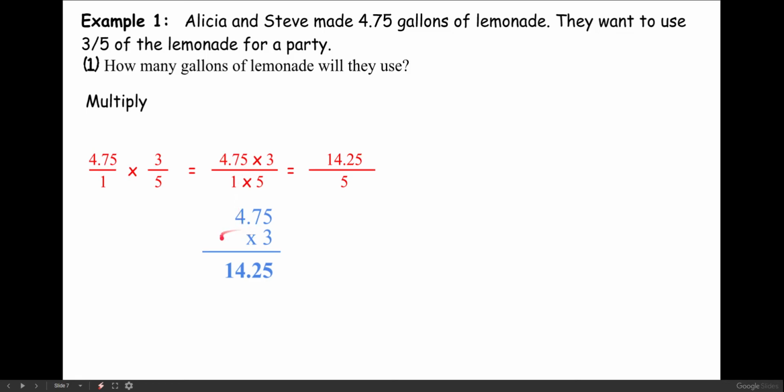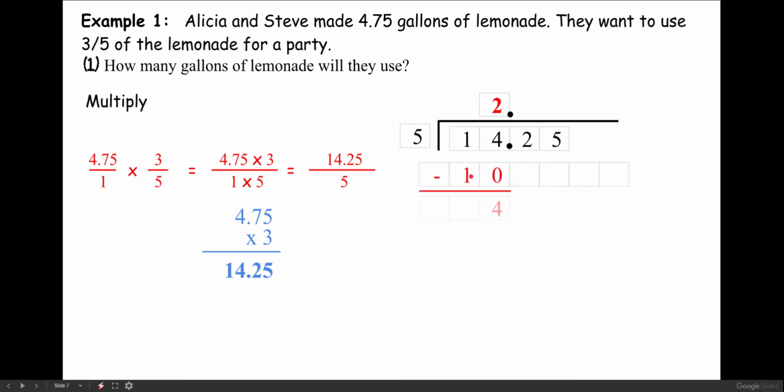So at the top is 14.25. The bottom, 1 times 5, that's 5. And what do you do from here? Well, it's a division problem. So 14.25 divided by 5. How many times 5 go into 1? No times. How many times 5 go into 14? Well, it goes in twice. 5 times 2 is 10. You subtract that, and you end up with 4.